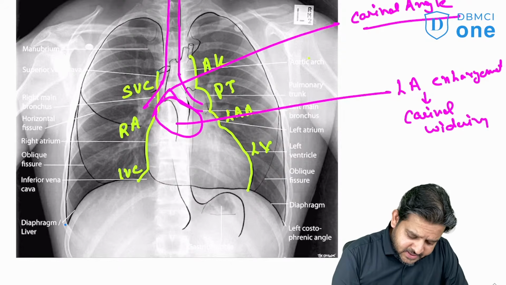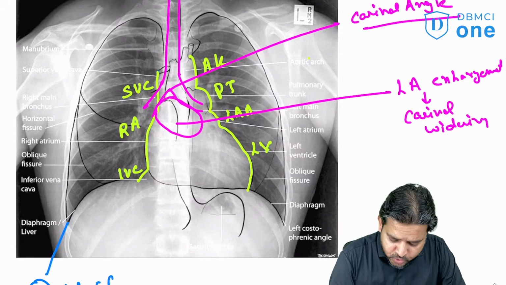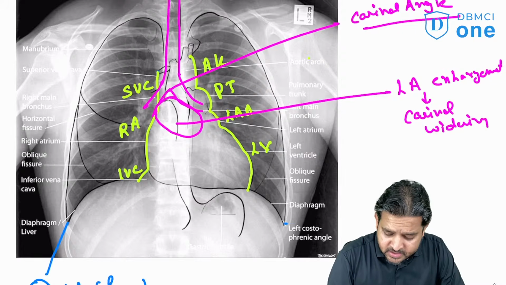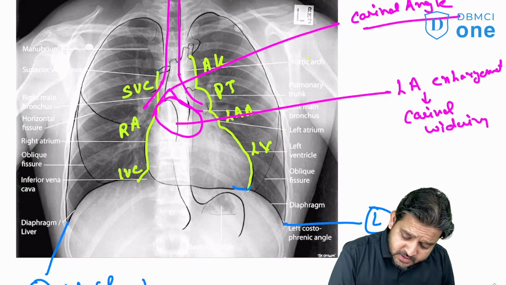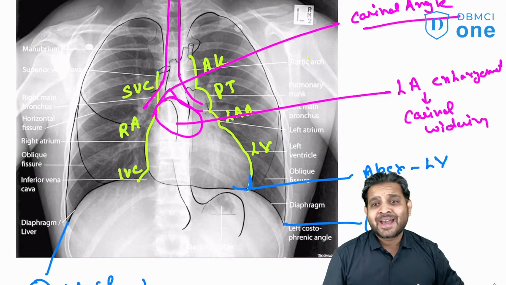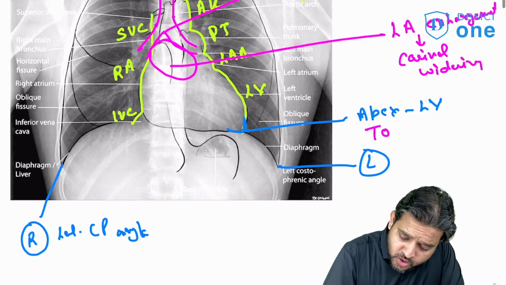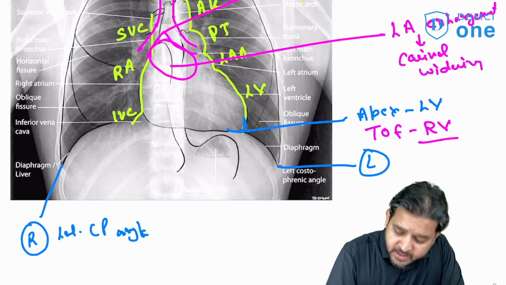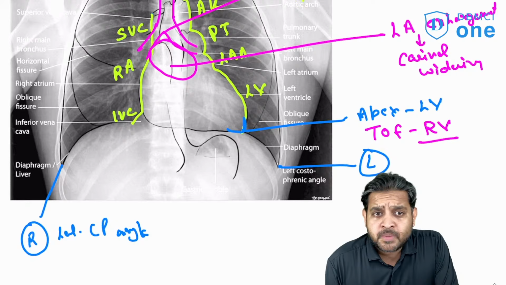Now these are the easy areas. This is the right lateral costophrenic angle, and this is the left lateral costophrenic angle. Important point is, this is the apex of the heart, which is formed by the LV, left ventricle. But don't forget, in tetralogy of Fallot, it is formed by the right ventricle.